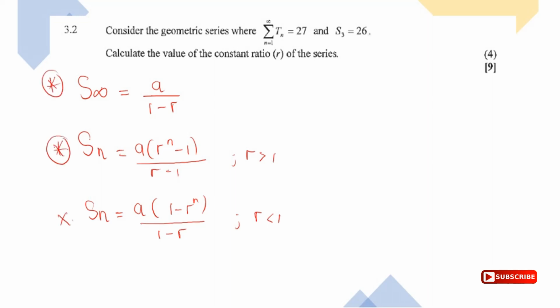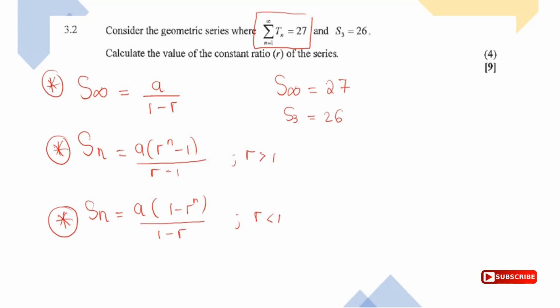But in this case, we are told that we've got an infinite geometric series, right? Because we are given this information here. It's an infinite geometric series, and the sum of that infinite geometric series is equal to 27. So we're given S infinity, and S infinity is equal to 27. And we're also given Sn, or S3, which is equal to 26, right? So we basically need to work with these equations to help us calculate the value of our constant ratio.